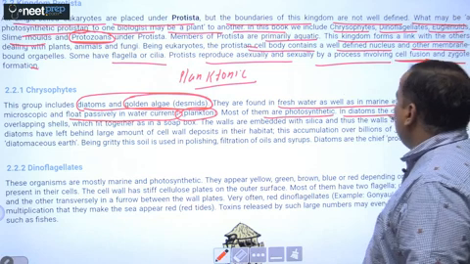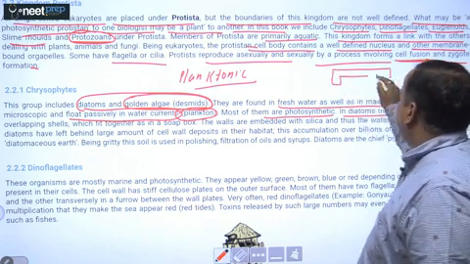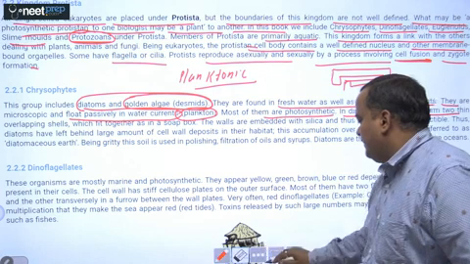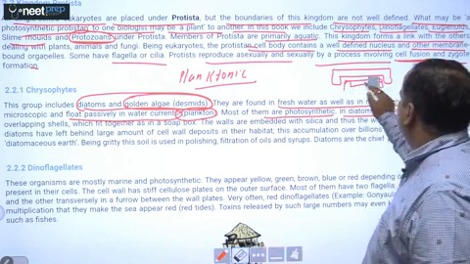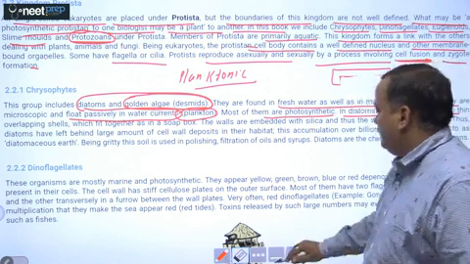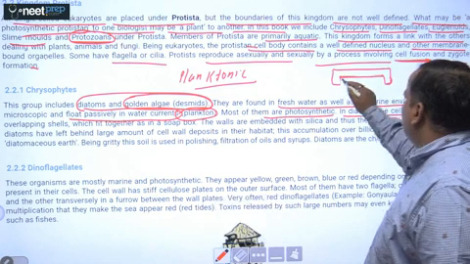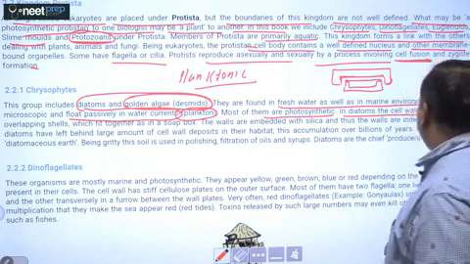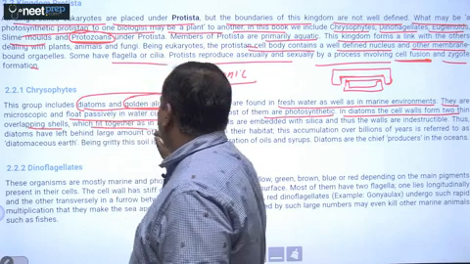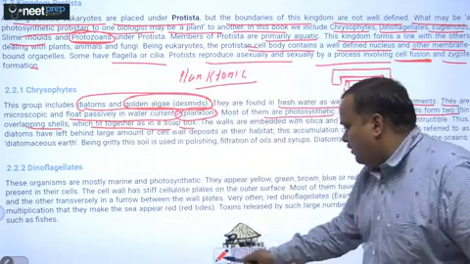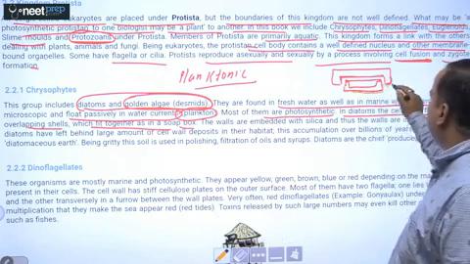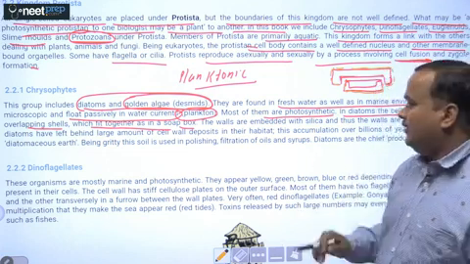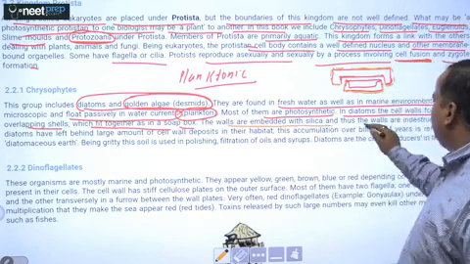In diatoms, the cell wall forms 2 overlapping thin shells, and these are fitted together like a soap box. So 2 thin overlapping shells fit together as a soap box. Then what you will observe is that on the wall there is deposition of silica. That means the wall is embedded with silica, and because of the presence of silica, the wall becomes indestructible.